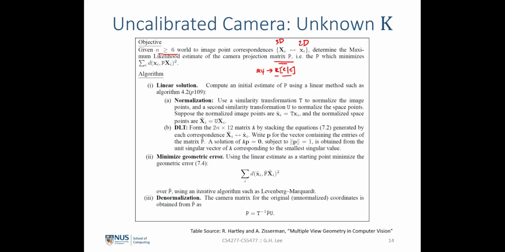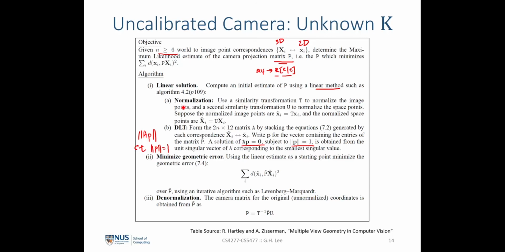And we have seen earlier that this can be done first by a linear method, which minimizes the norm of A multiplied by P, subject to the constraint that the norm of P equals 1. This is equivalent to finding the null space solution of AP equals 0, subject to the norm of P equals 1. But before we do this, we also saw that the A matrix has to be well conditioned by using the data normalization technique.